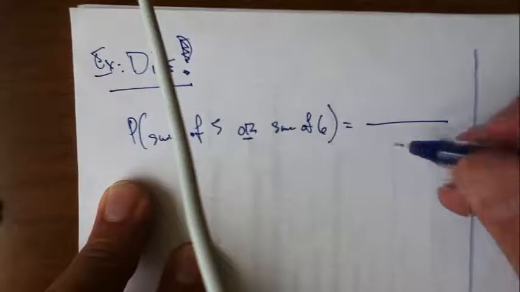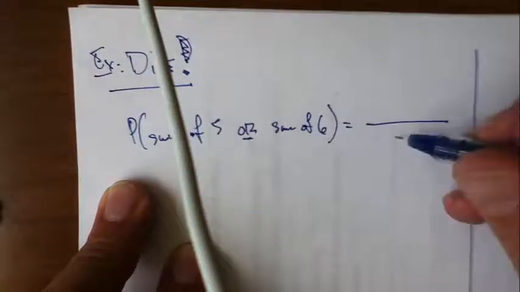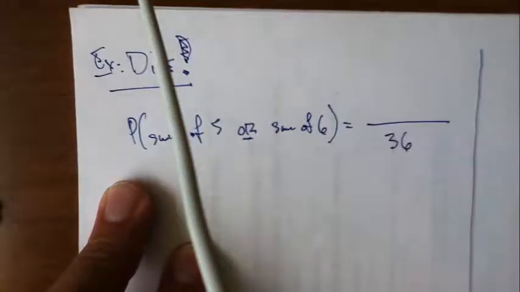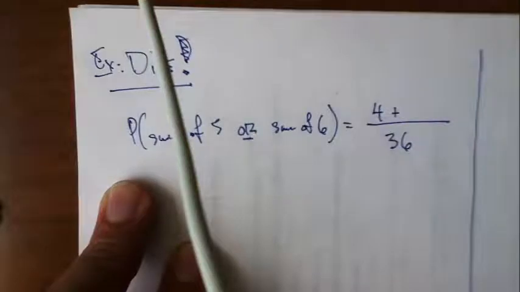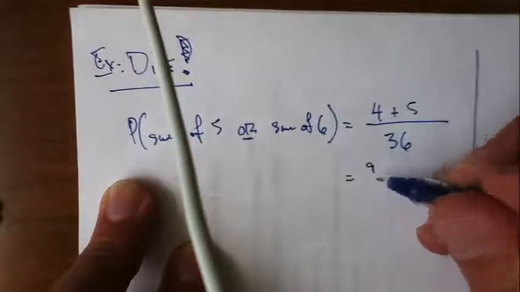First of all, how many possible outcomes are there? There are 36. Remember that from our picture there. Also, how many ways can you get a sum of 5? Think about it. 1, 2, 3, 4 ways to get a sum of 5, right? And how many ways can I get a sum of 6? 1, 2, 3, 4, 5 ways to get a sum of 6, right? That's 9 out of 36.